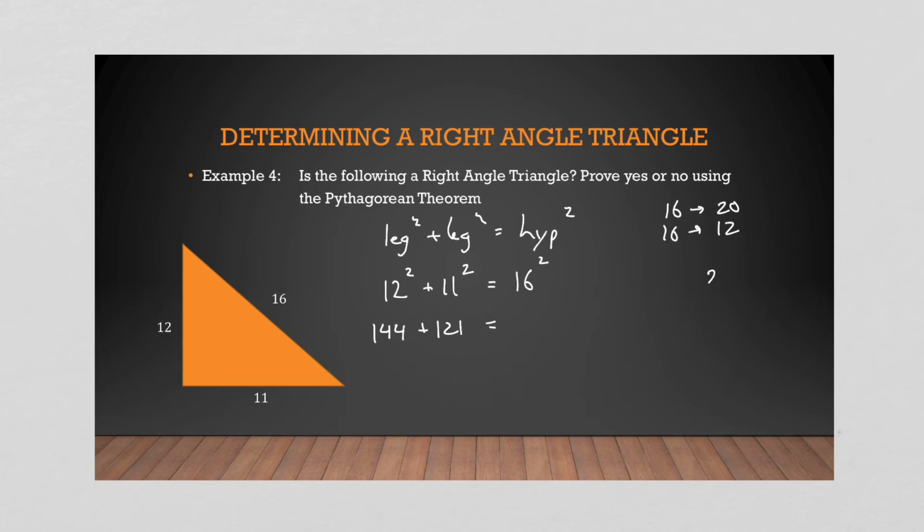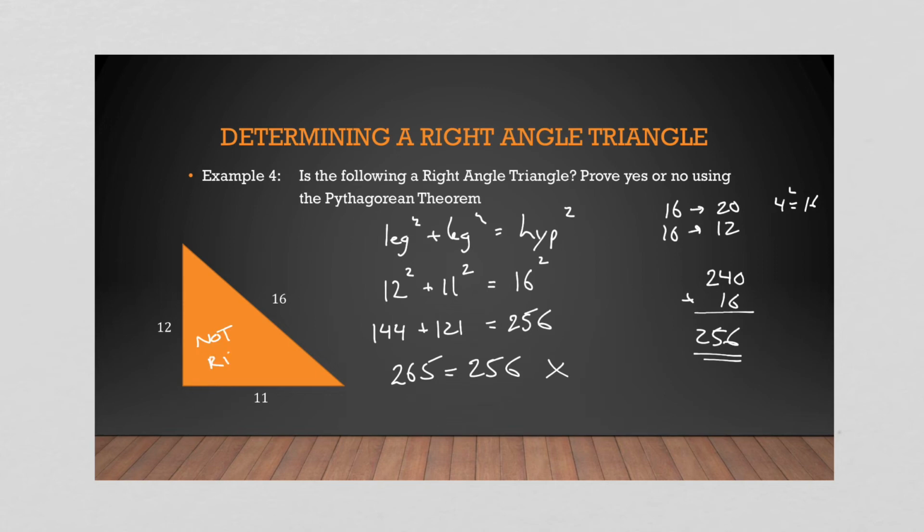20 times 12 is 240. We went up and down 4. 4 squared is 16. Add that there. A lot of you are like, what the hell is going on? It's just a really cool way to get perfect squares. So 256. So we add these things together, we get 265 equals 256. Not true, which means not a right angle triangle. So you prove it using mathematics.